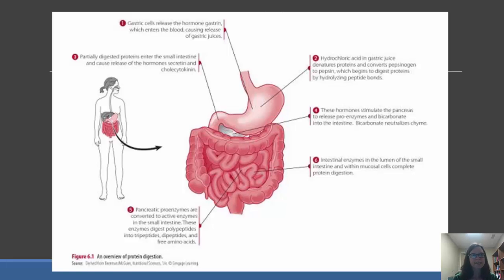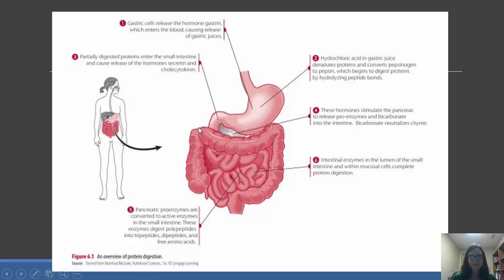And here we have another slide to sum it up. It's a little blurry, but let's go through it anyway. Gastric cells release gastrin, causing release of HCl. HCl denatures proteins and converts pepsinogen to pepsin, which begins to digest the proteins. So we're all still in the stomach here. Then the partially digested proteins enter the small intestine, causing release of the hormones secretin and CCK.